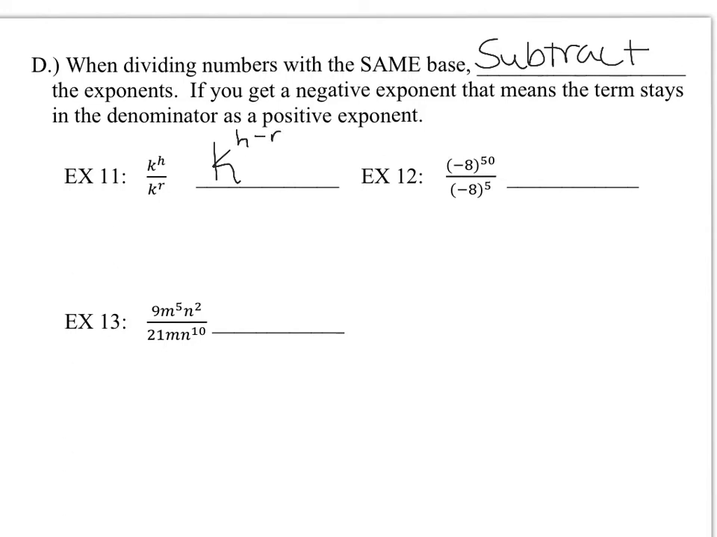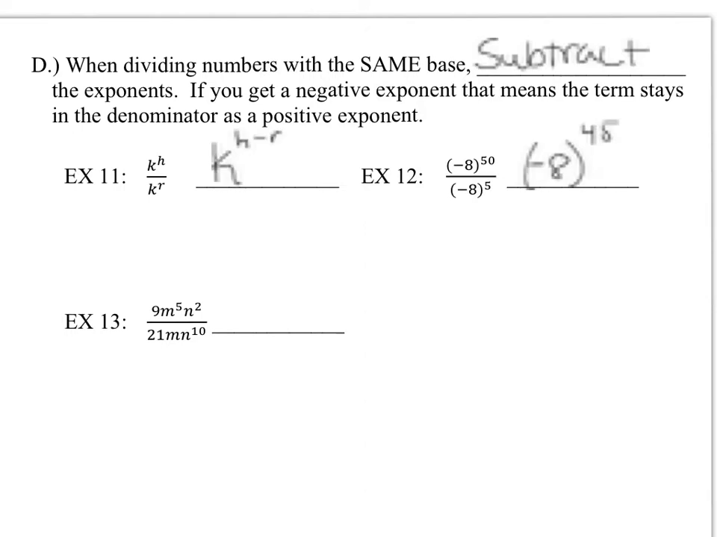Number 12, they have the same base. The base does not change. This is -8, and then you subtract your exponents. 50 minus 5 is 45, so that's -8 to the 45th power, not 1 to the 45th power.